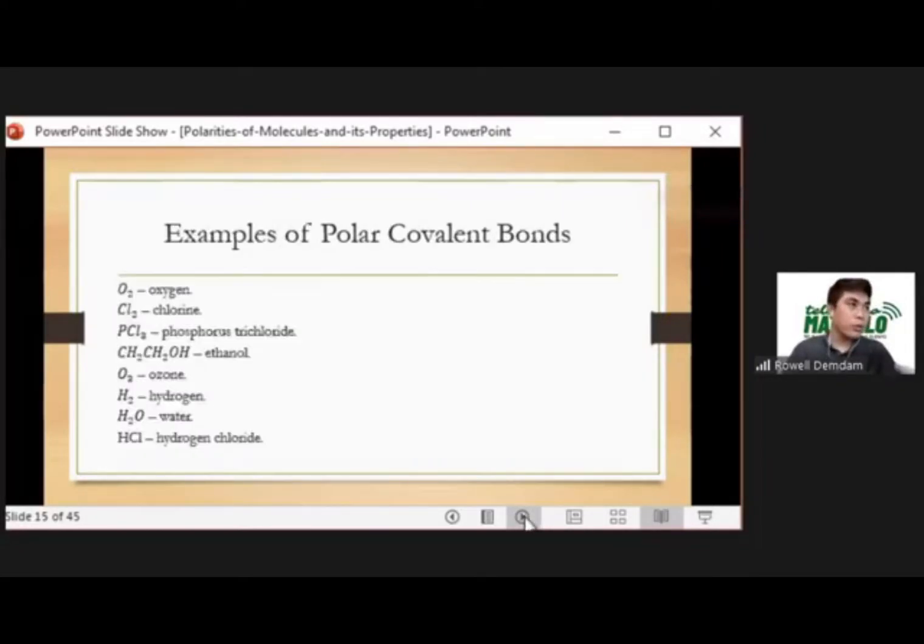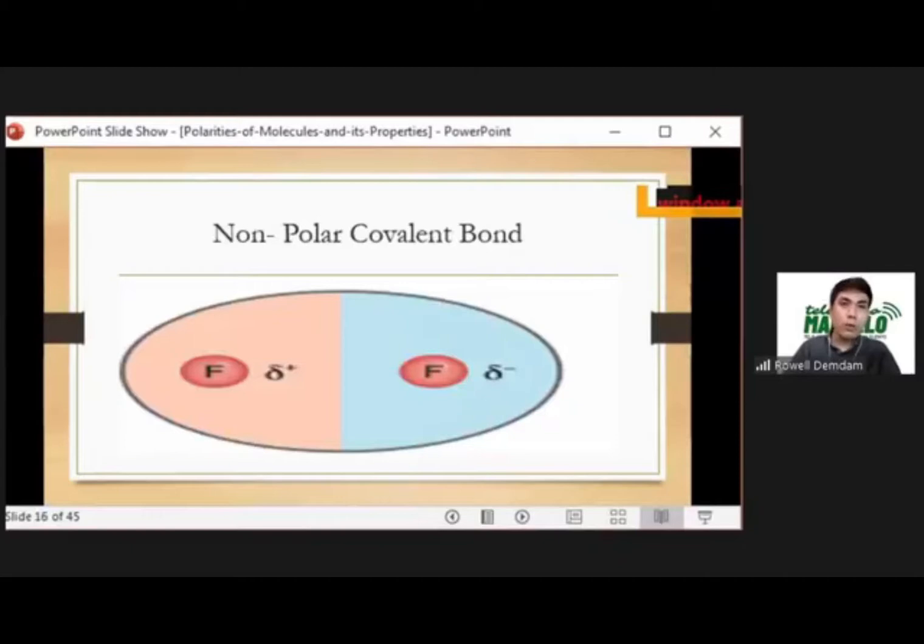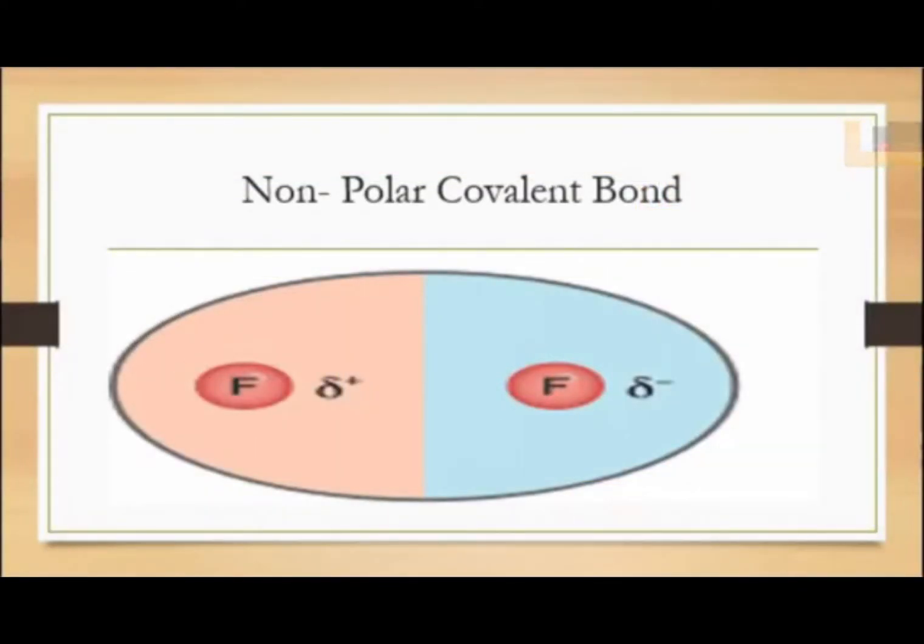Examples are as follows. We have here oxygen and chlorine. These two are among those seven diatomic elements in the periodic table. We also have here phosphorus trichloride, ethanol, ozone, hydrogen, water, and of course hydrogen chloride. Next we discuss nonpolar covalent bond. What is a nonpolar covalent bond? It is a bond, okay? Wait.